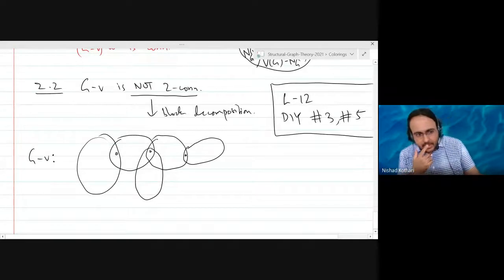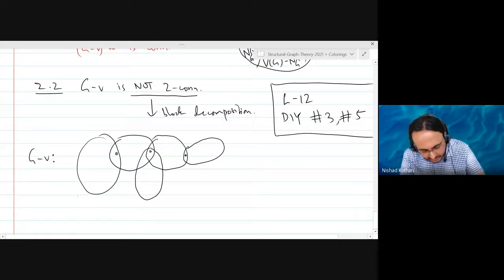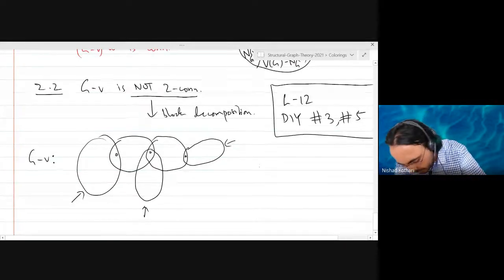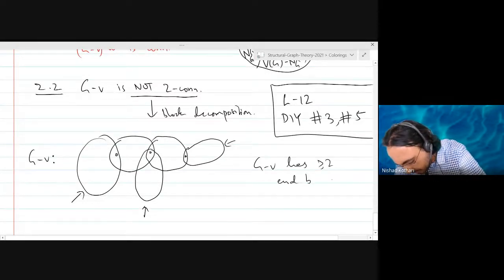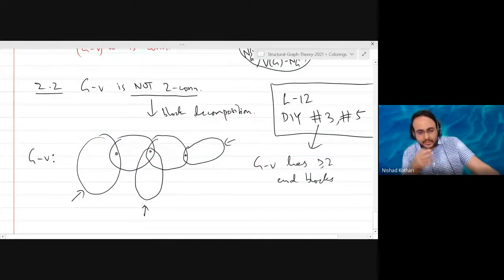Does everybody remember the concept of an end block? It is a leaf node of a block tree. Exactly. So this is an end block, this is an end block, and this is an end block in our example. G minus V has at least two end blocks. This is because of do-it-yourself problem number 3: every tree on at least two vertices has at least two leaves. So the graph G minus V will have at least two end blocks.